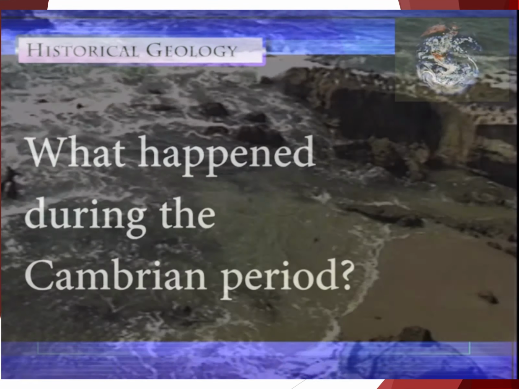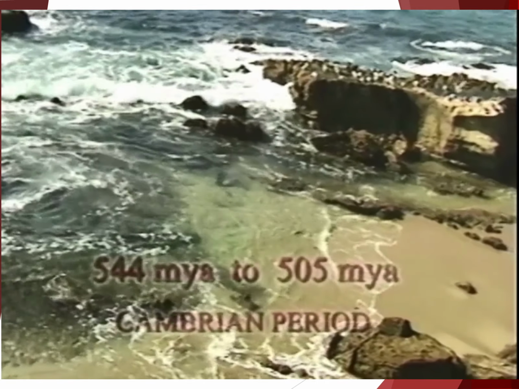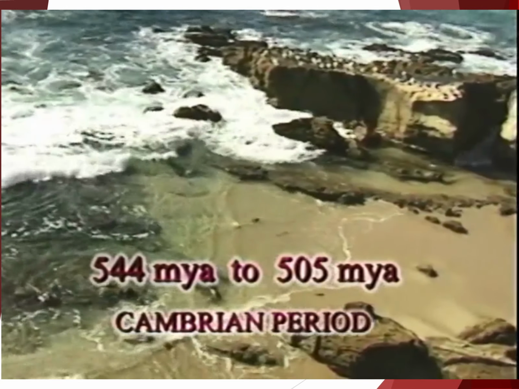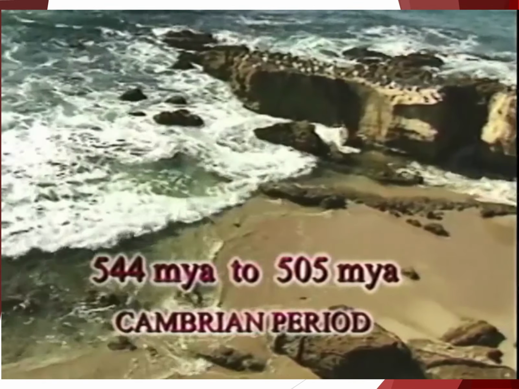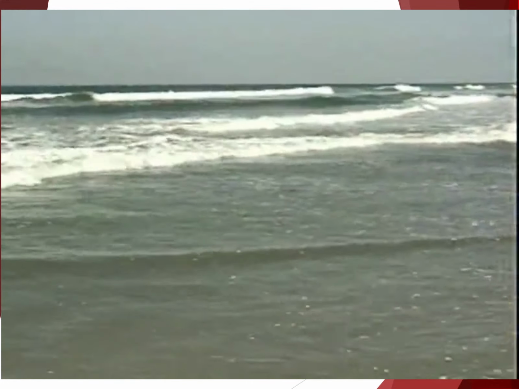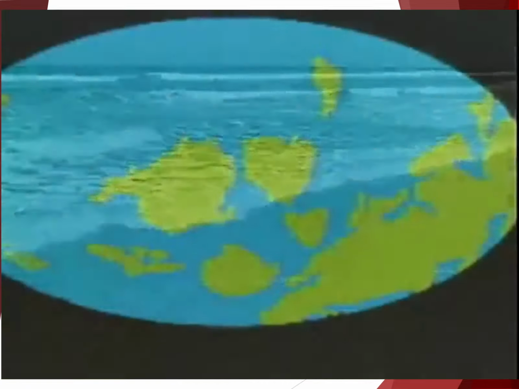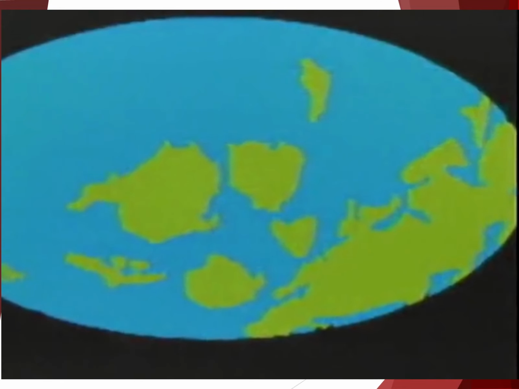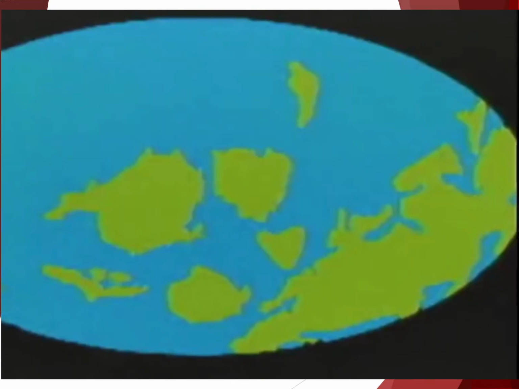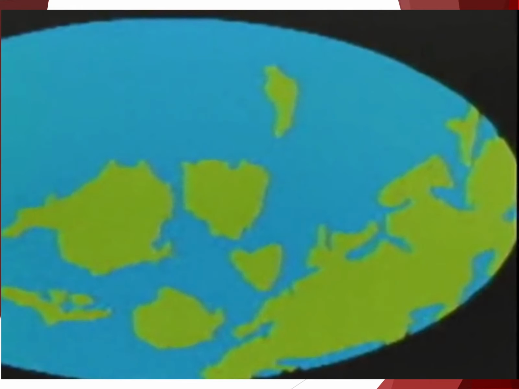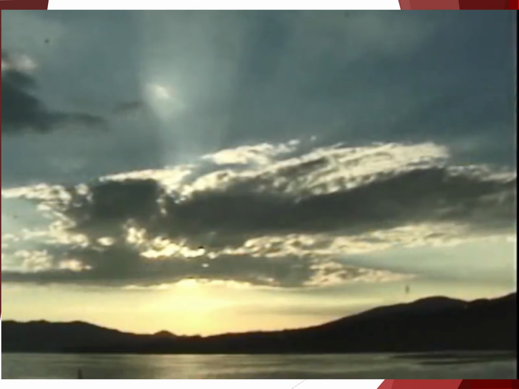The Cambrian period begins approximately 544 million years ago and ends at approximately 505 million years ago. During the Cambrian period, oceans and shallow seas covered most of the Earth. There were 6 major continental landmasses, and they were concentrated in the southern hemisphere. The climate was mild and probably warmer than today.